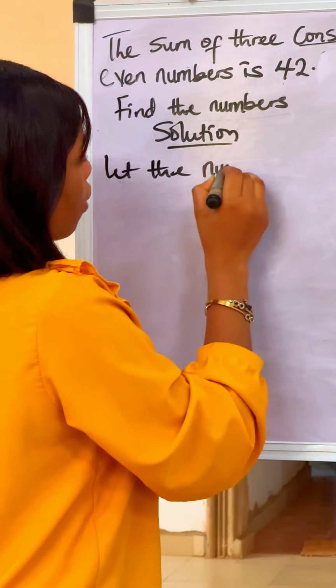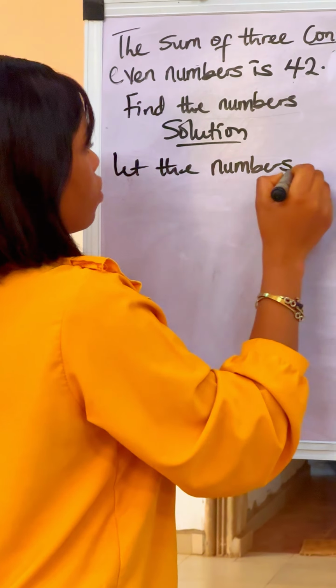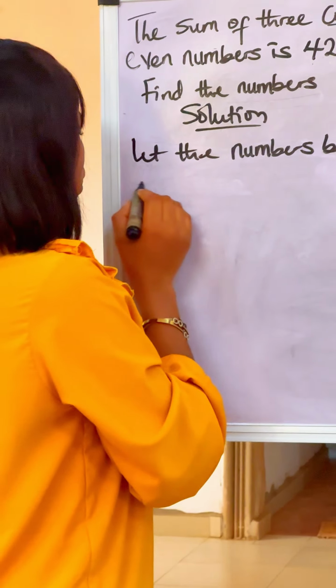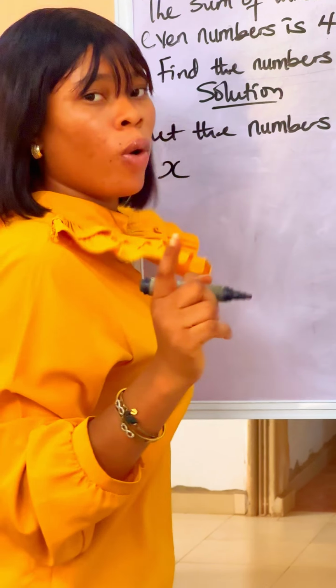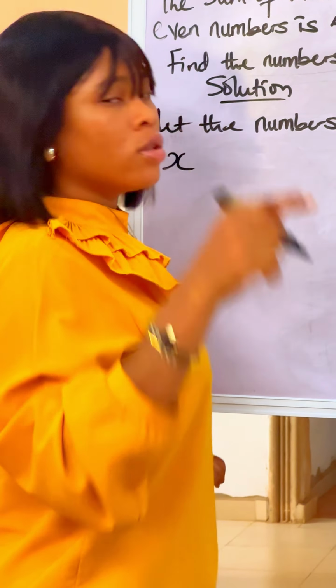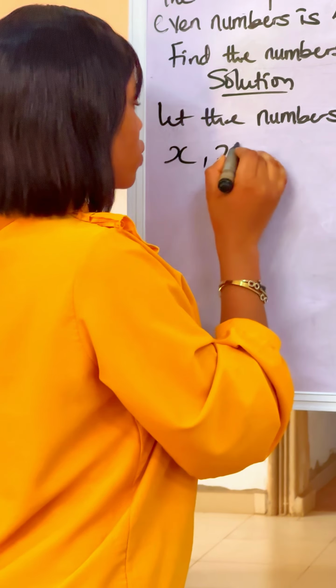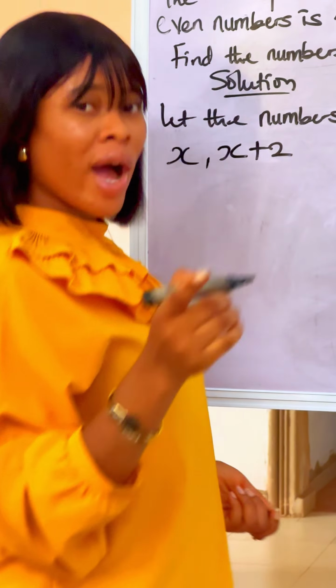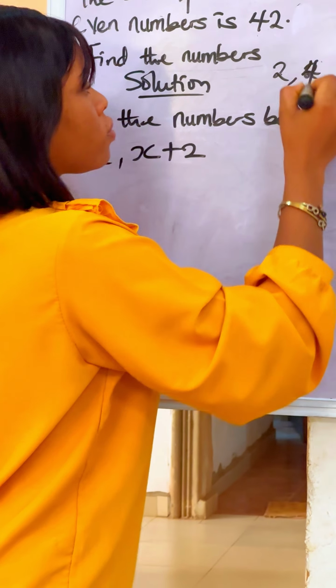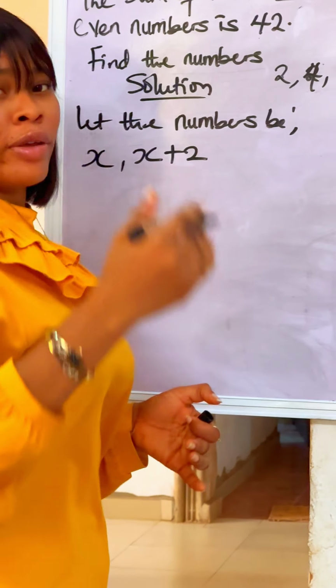Let the numbers be, now the first number will be x. We are assuming the first number to be x. Now if the first number is x, then the second number will be x plus 2. Why? Because consecutive even numbers, they add up by 2.